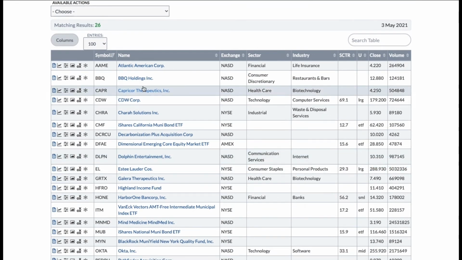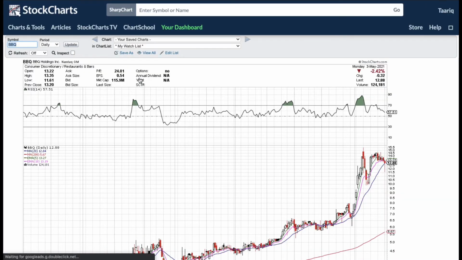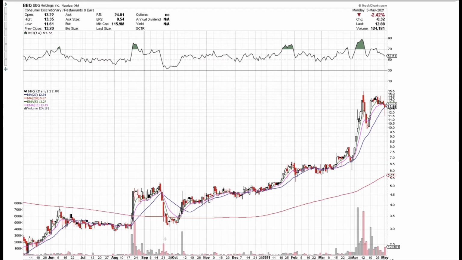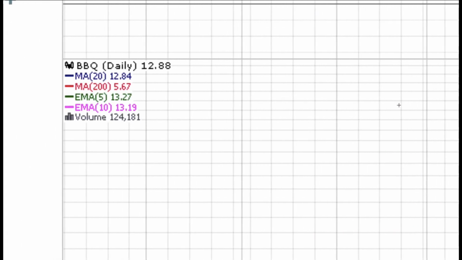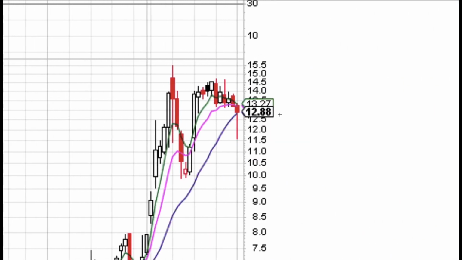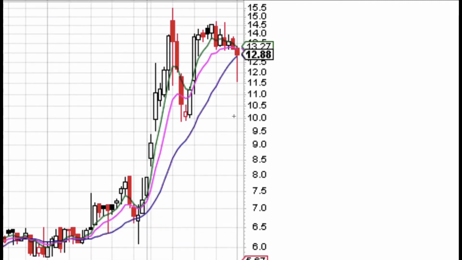We'll look at Barbecue Holdings as one example. You can see there's a dip, but the general trend is upward, right? There's a little bit of a dip here. Almost looks like, what is the green line? The 5-day exponential moving average. It looks like it's been dipping above and below it, right?